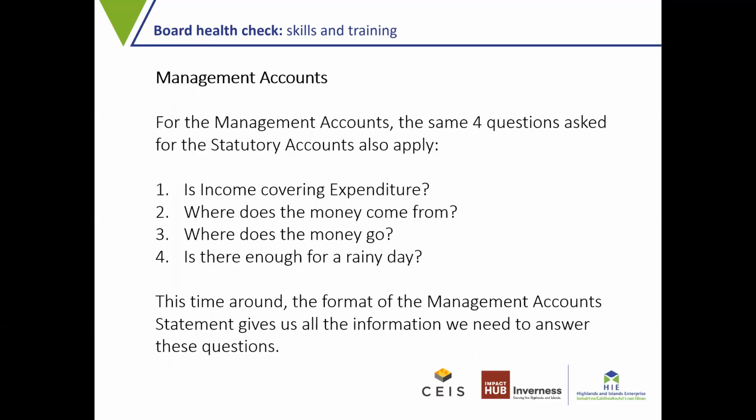If we remember back to the statutory accounts, we posed 4 questions with regard to the income and expenditure account and the balance sheet. Number 1, is income covering expenditure? Number 2, where does the money come from? Number 3, where does the money go? And number 4, is there enough for a rainy day? We can apply these same 4 questions to our management accounts information, but this time around the comparisons we'll be making will be to a set budget rather than to last year's figures.